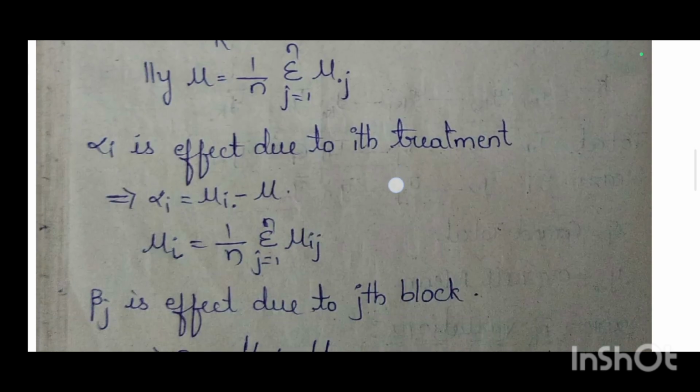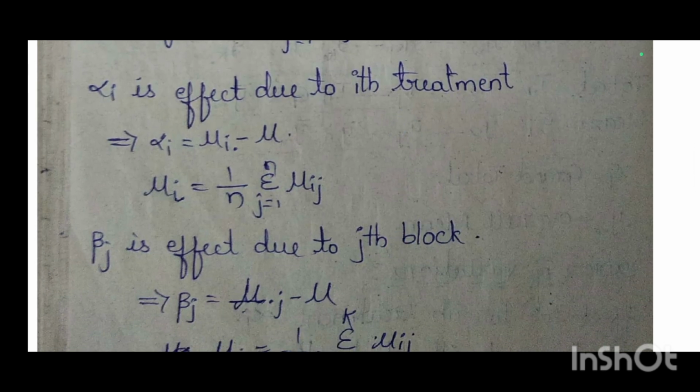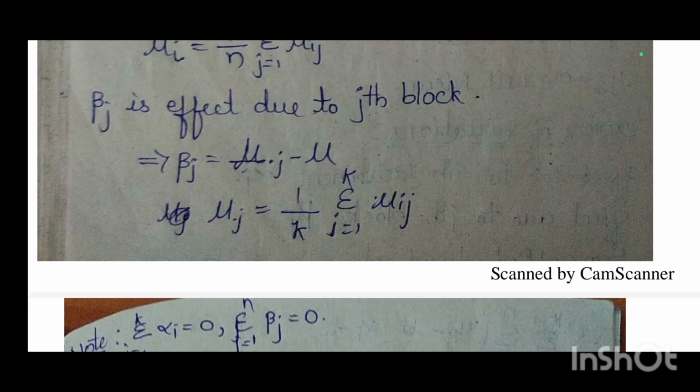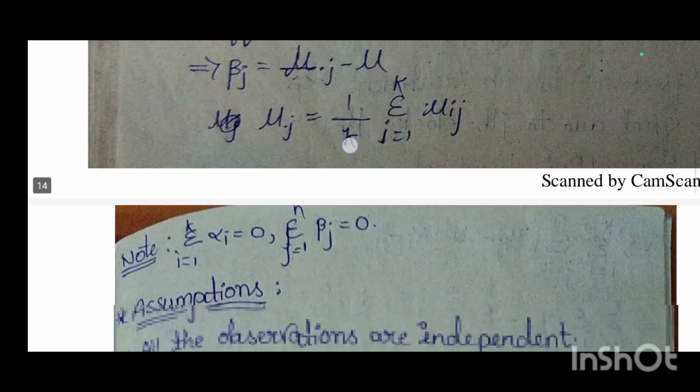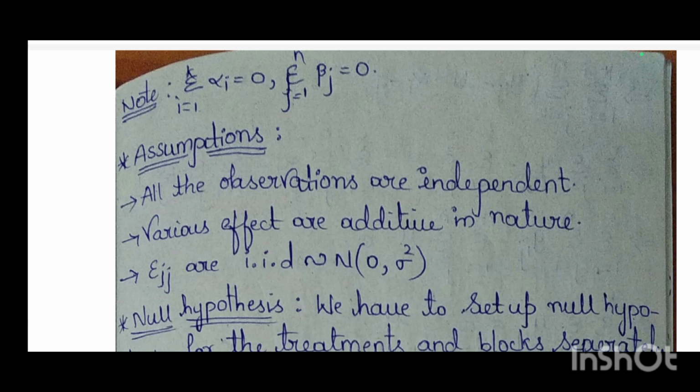So mu is the general mean effect, and their formulas you can see. Next term: alpha i is the effect due to the ith treatment. Alpha i is equal to mu i dot minus mu. Here you can have the formula also. Next, beta j is the effect due to the jth block. Next we have to note: summation i runs from 1 to k, alpha i will become 0. Summation j runs from 1 to n, beta j will become 0.